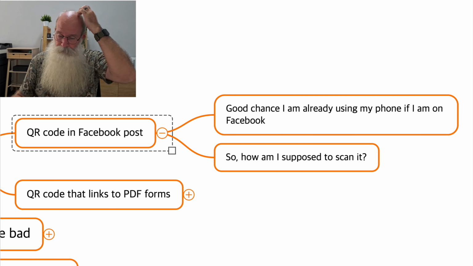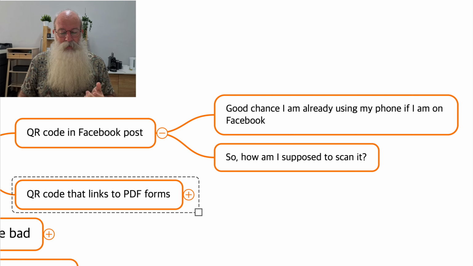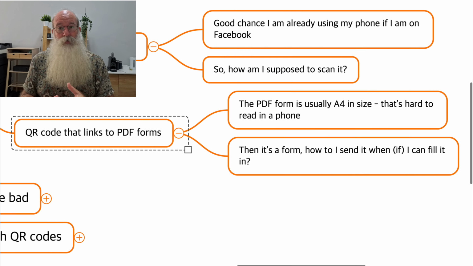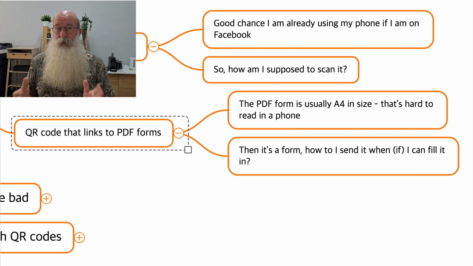The second one relates to the destination of the QR code, and in this instance it was linking to a PDF. Now, that's bad enough on its own. Most of the time a PDF file is an A4 page. You try and load an A4 page on something like that, and it shrinks to fit, and you've got to pinch and zoom and then drag it around to read the thing. It's not fun. But this PDF file was a form.